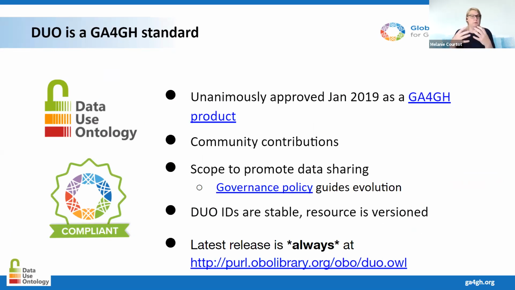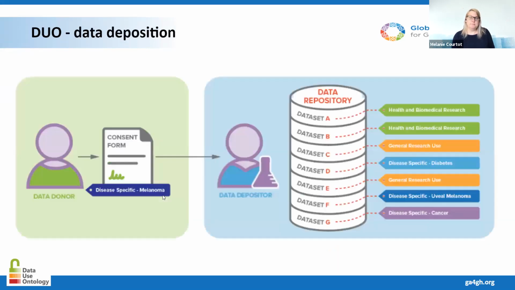And if they're not, let's talk about it. We have a governance policy guiding the evolution of the resource, and it can evolve. It's not fixed in time. So we support versioning. The DUO IDs remain stable, and the latest version is always available consistently at that URL. Every time we do a release, we push the latest version and we store the previous version based on the date versioning. On the next slide, please.